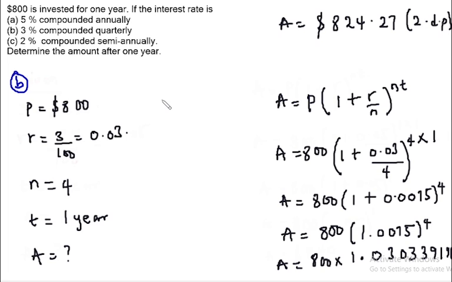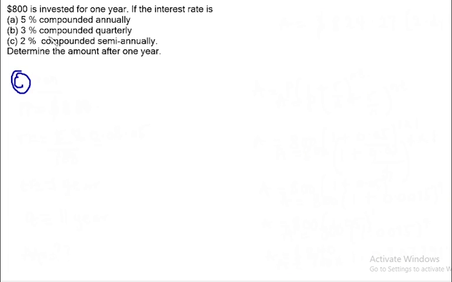Okay, so that's the given amount when you're compounding an interest rate of 3% quarterly for 1 year. Let's do question C. For question C, we are still picking out the same values for principal and some other variables. Principal is still equal to $800. The interest rate is 2% compounded semi-annually. So we know that the interest rate is 2%. We convert this to decimal. So in decimal, we have 2 over 100, which is equal to 0.02.